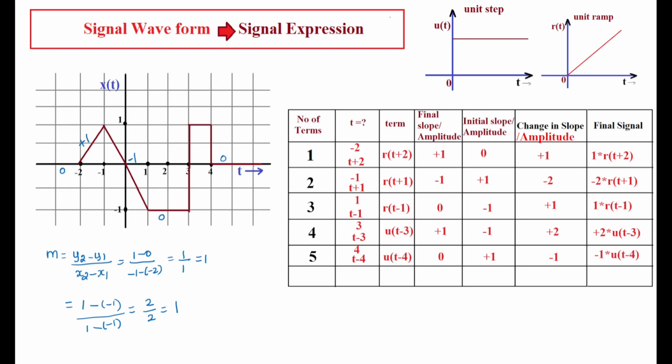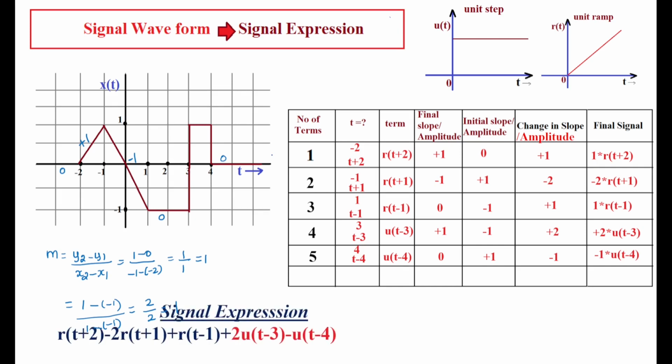Next, combine all the final signals to get the overall signal expression. So this is the overall signal expression. This consists of all the values: R of T plus 2 minus 2 R of T plus 1 plus R of T minus 1 plus 2 U of T minus 3 minus U of T minus 4.